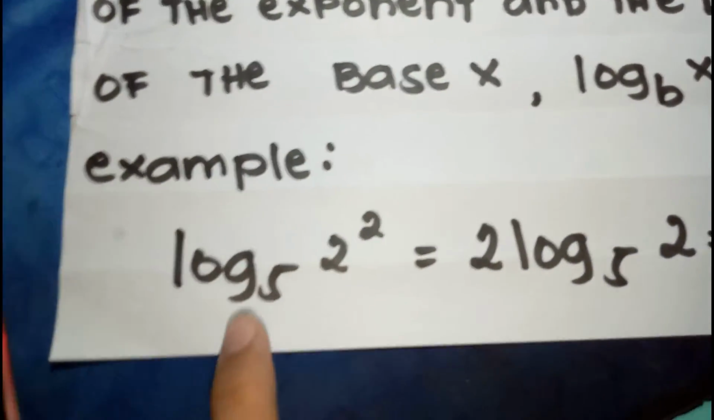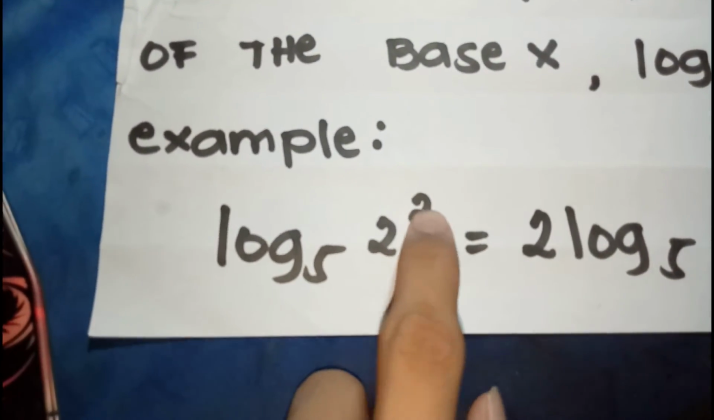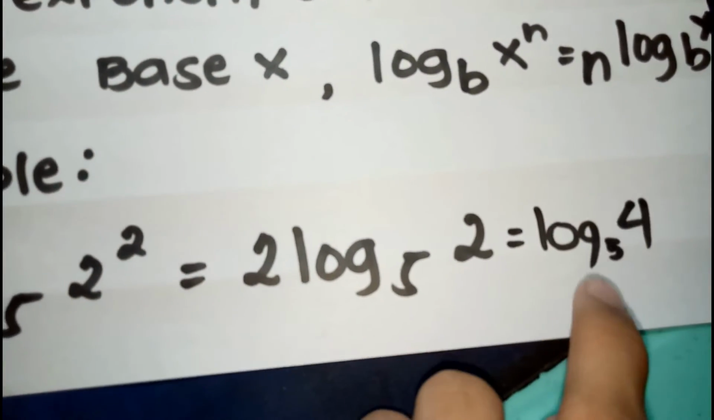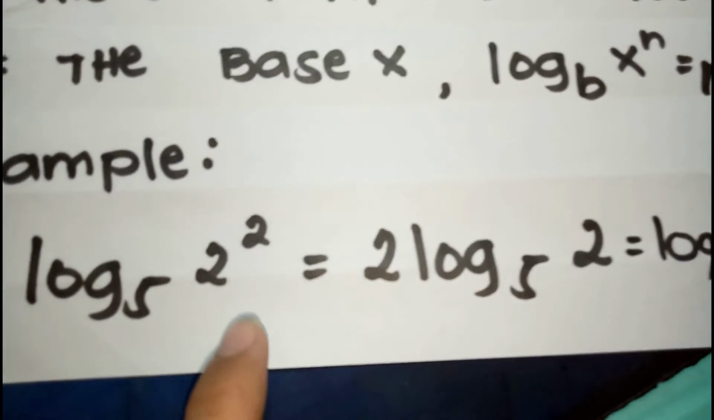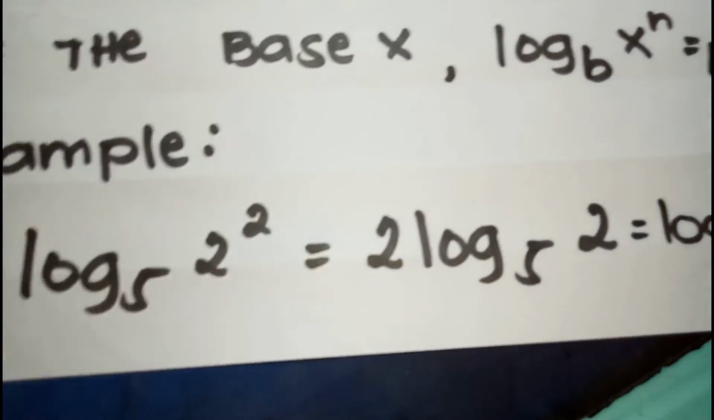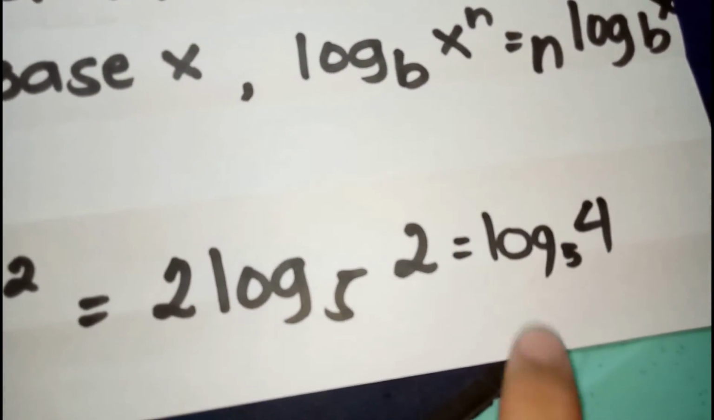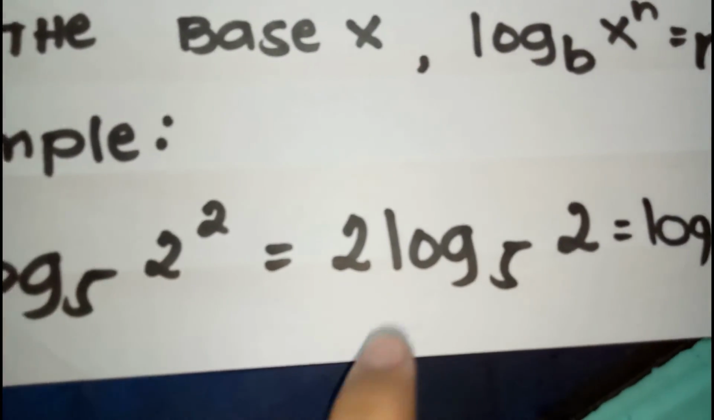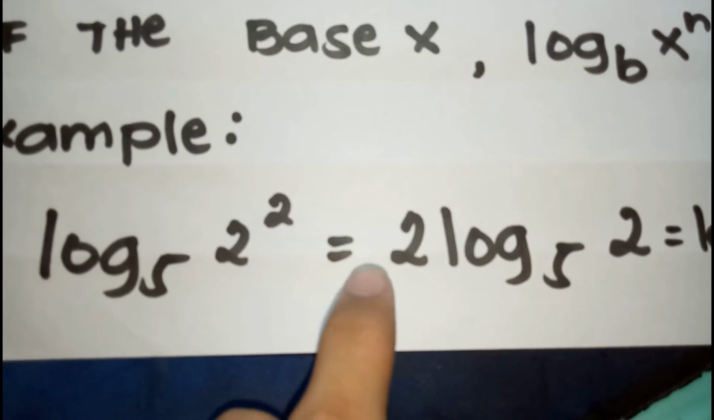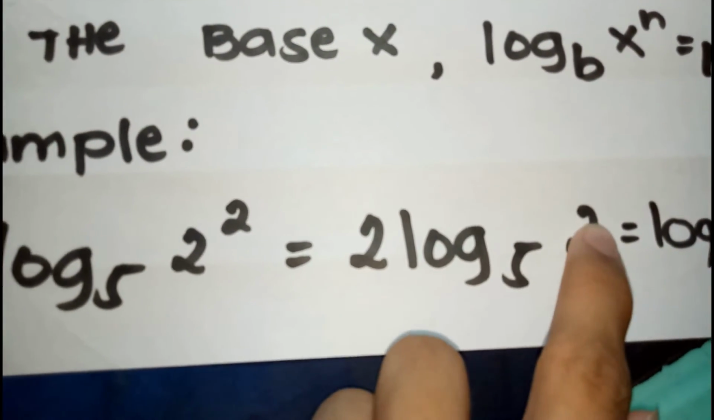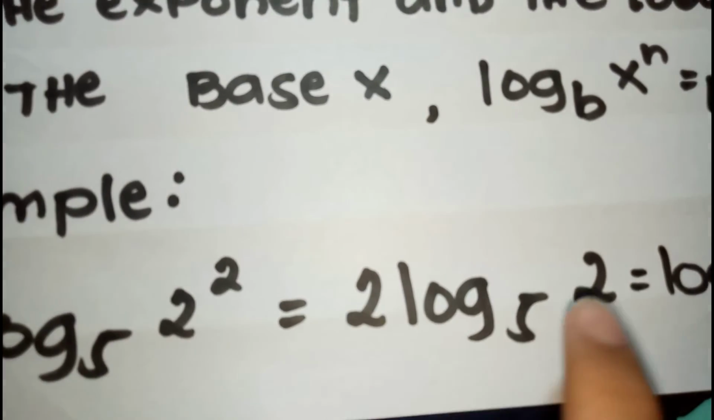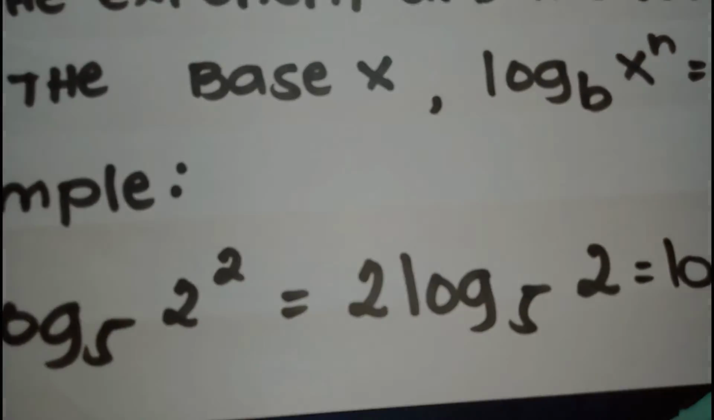For example, logarithm of 2 raised to 2 to the base 5 is equal to logarithm of 4 to the base 5. How? This is because 2 raised to 2 is equal to 4. So it could also be written as logarithm of 4 to the base 5. In our example here, it could also be written as 2 logarithm of 2 to the base 5. So meaning that there are 2 logarithms of 2 to the base 5.